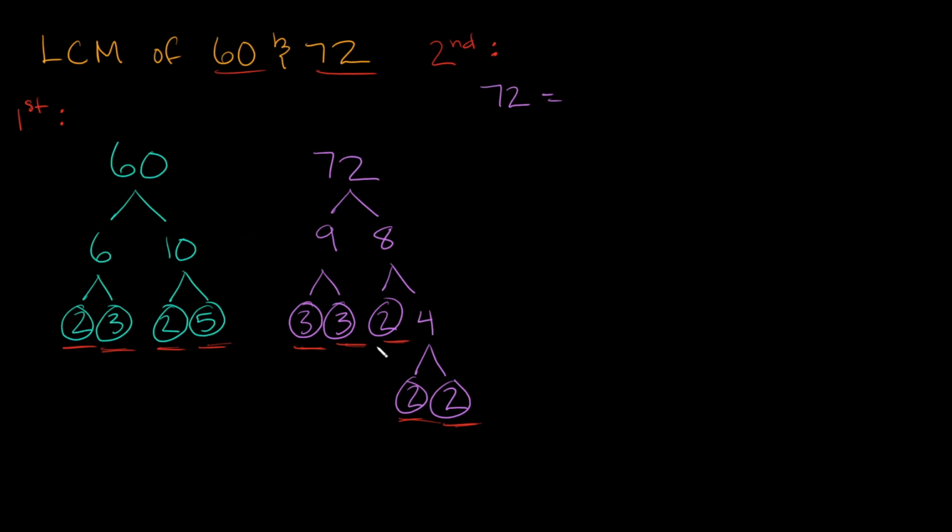Okay, so I'm going to start with 2. How many 2s do I have? I have 1, 2, 3. Got 3 of them. Okay, now let's move on to the 3s. How many do I have? 1, 2. Okay, now let's move on to 60. So I'm going to write 60 is equal to, and then we're going to have these 2s right here, right? 1, 2. We got 2 of them. Can I put a 2 here? Yes, because I have a 2 right above it, right? Can I put a 2 here? Yes, because I also have a 2 right above it.